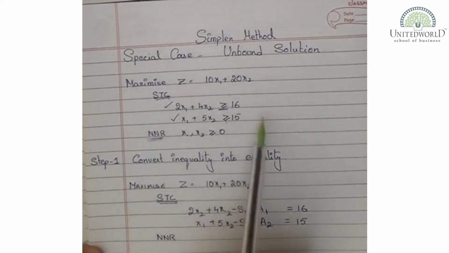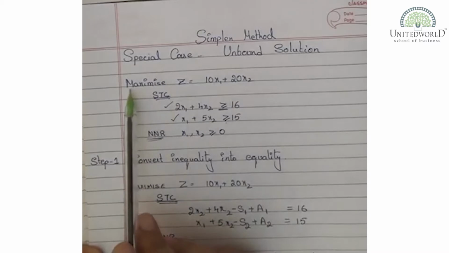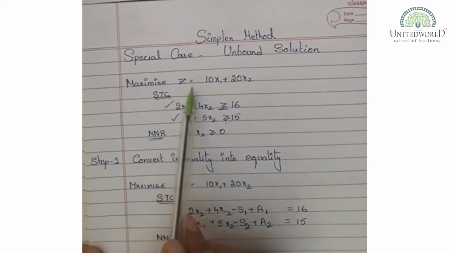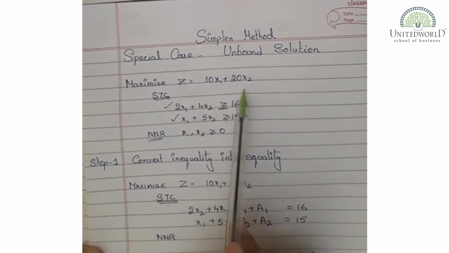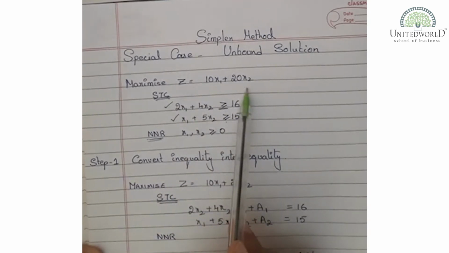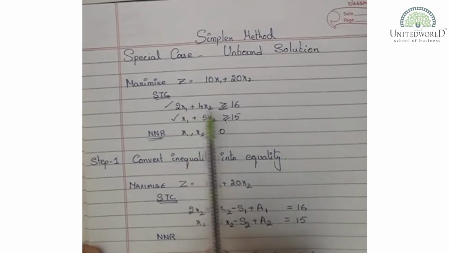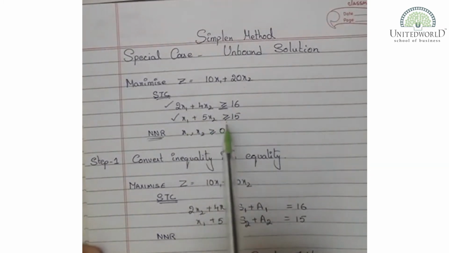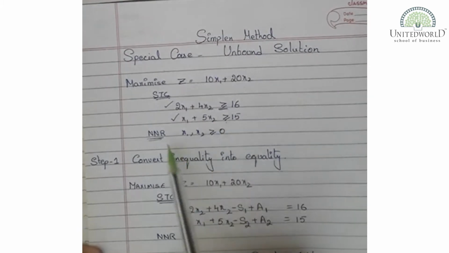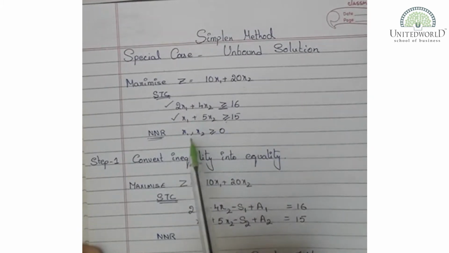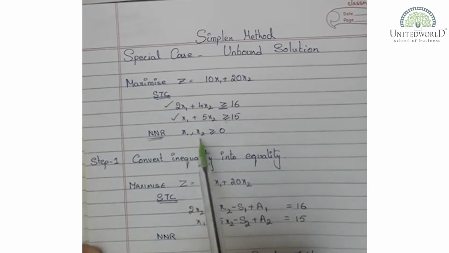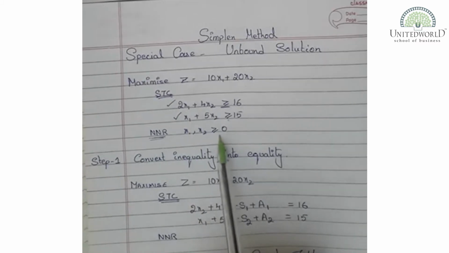Now, given this particular problem as an illustration, the objective is to maximize the objective function z equal to 10x1 plus 20x2 subject to constraints 2x1 plus 4x2 greater than or equal to 16 and x1 plus 5x2 greater than or equal to 15, with the non-negative restrictions being given as x1, x2, which are decision variables whose value can never be negative. That is, x1, x2 are both greater than or equal to 0.